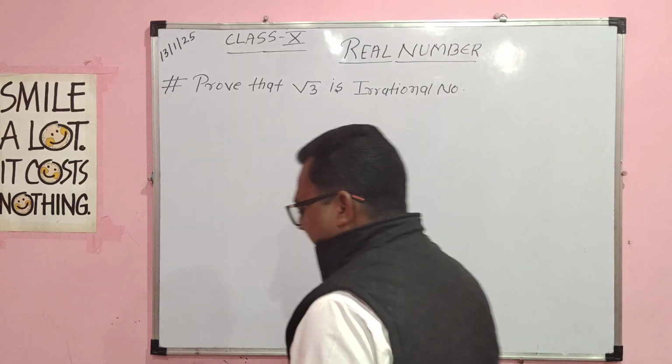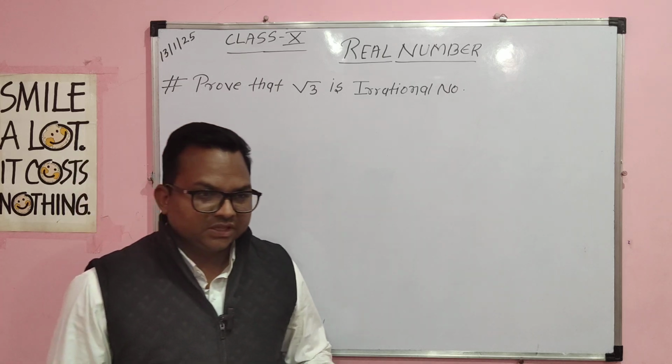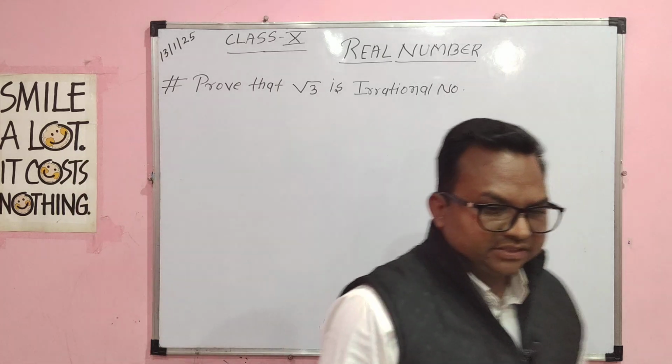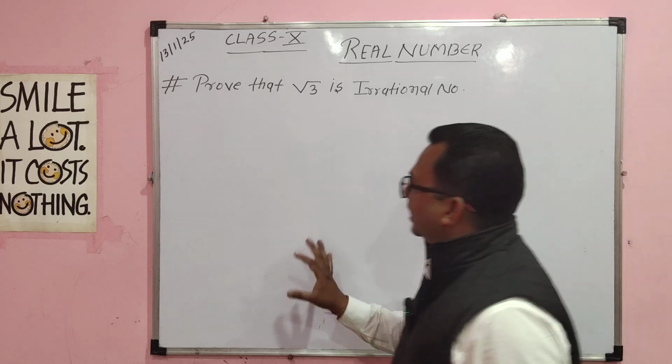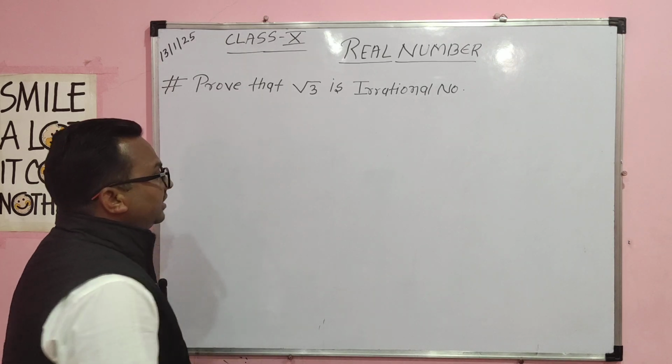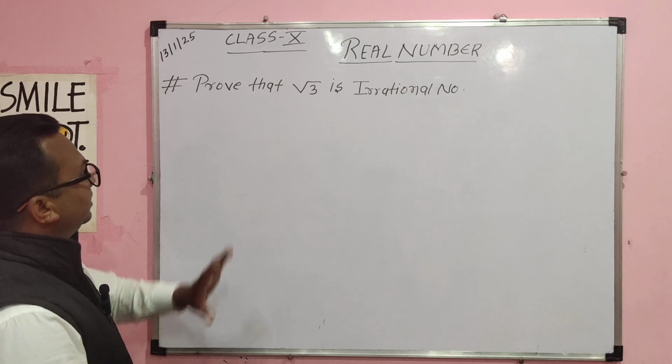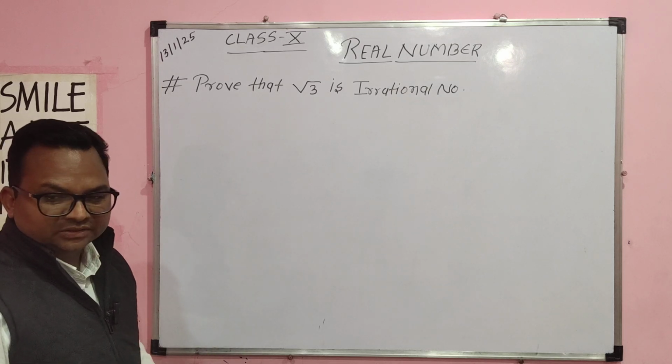So our last and next question is: prove that a number is irrational. Two marks. Understand that it will come in your exam 100%. OK, so how to solve? Prove that √3 is an irrational number.